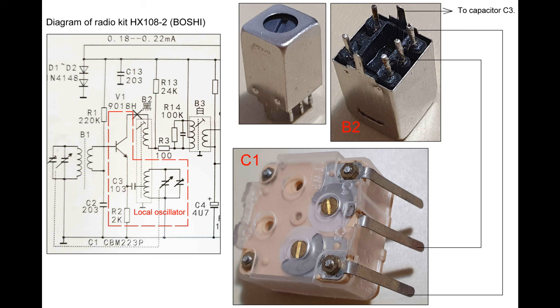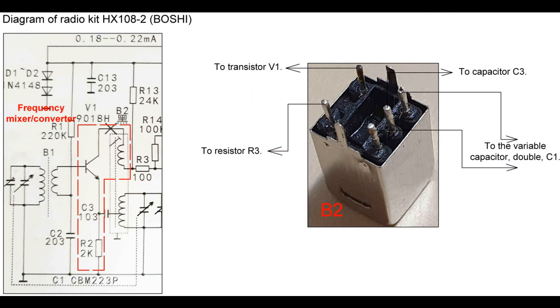This oscillating LC circuit is composed of the primary of the transformer B2 and section 2 of the variable capacitor C1. The obtained oscillations are applied through the capacitor C3 to the transistor V1 for mixing with the signal received from the antenna, in order to obtain the intermediate frequency. The mixer, converter or frequency changer, is a stage where the signal captured by the antenna is mixed with the signal of the local oscillator.